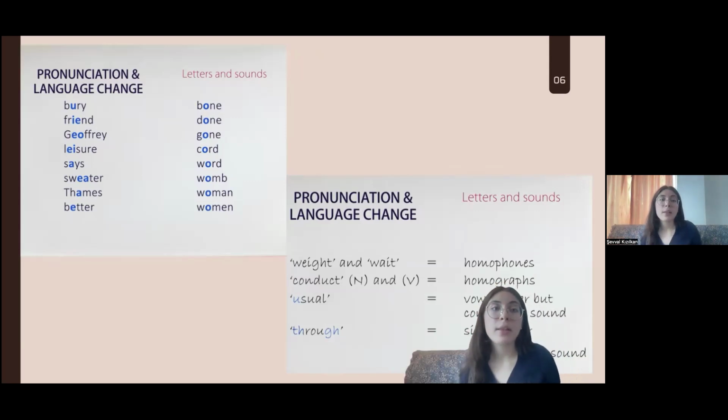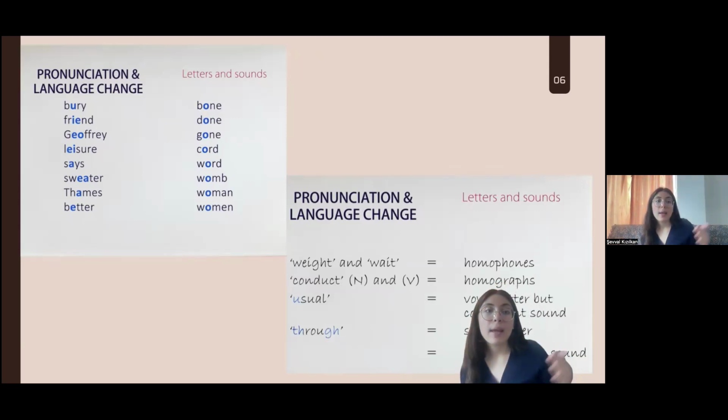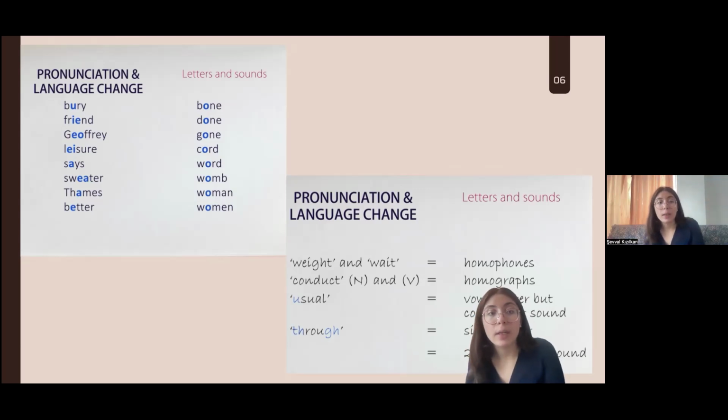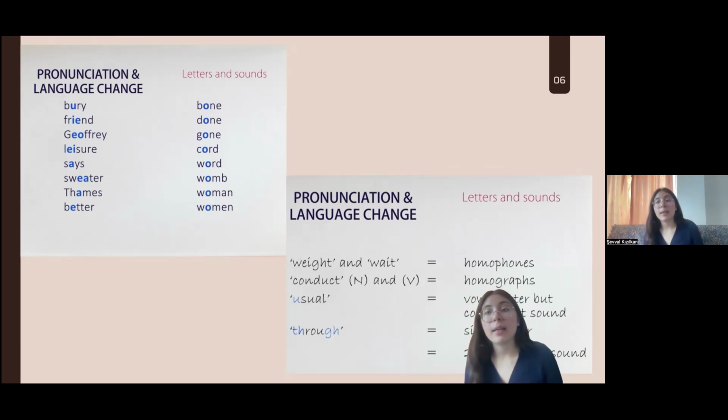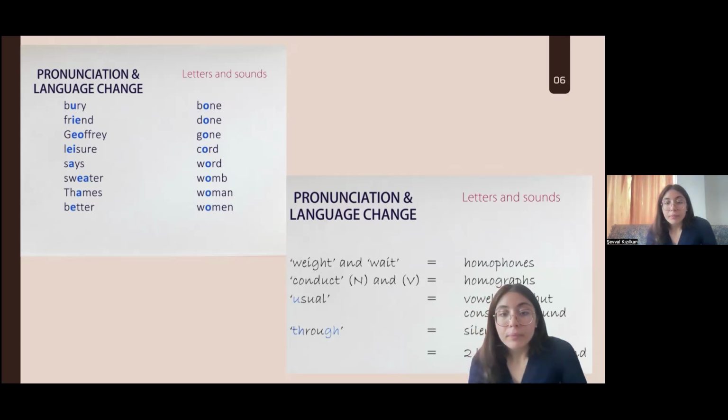Okay, pronunciation and language change. Berry, friend, Jeffrey, leisure, says, sweater, Thomas, better. Okay, these are written differently, but pronounced kind of similar. But the other group is bone, done, gun, cord, word, womb, woman. So these are written the same, but the pronunciation differs, okay?